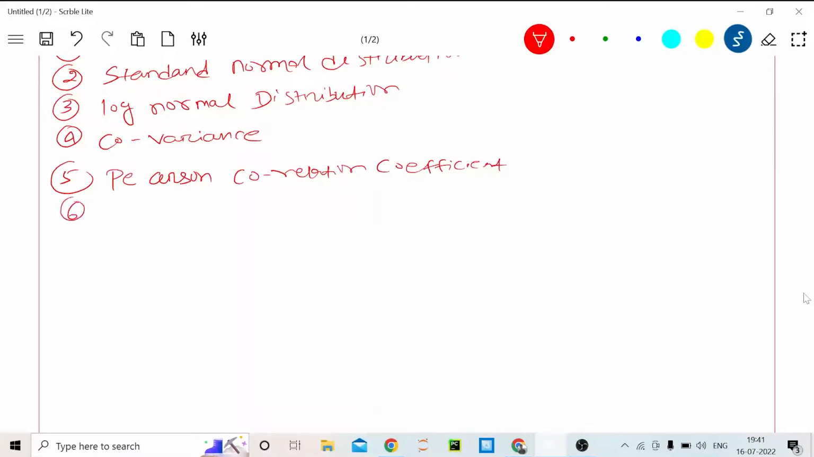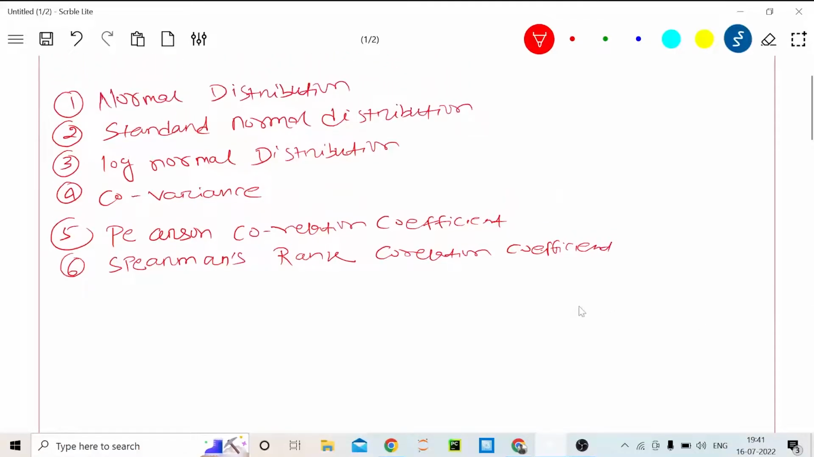Number 6, we will run Spearman. That is Pearson, and this is Spearman's rank correlation coefficient. This topic we will learn in today's class, and maybe tomorrow's class we will learn hypothesis testing.